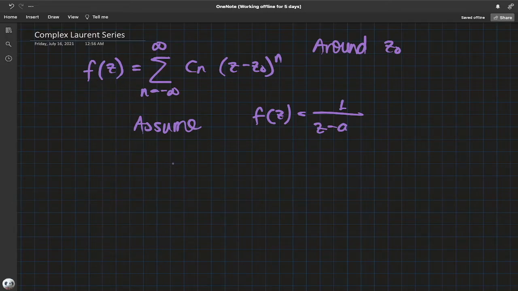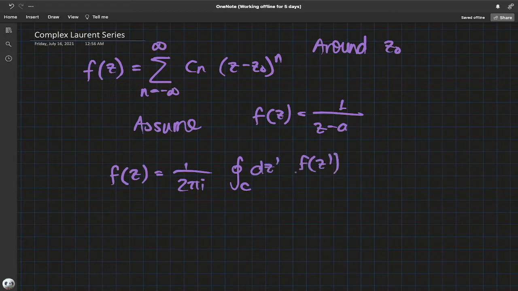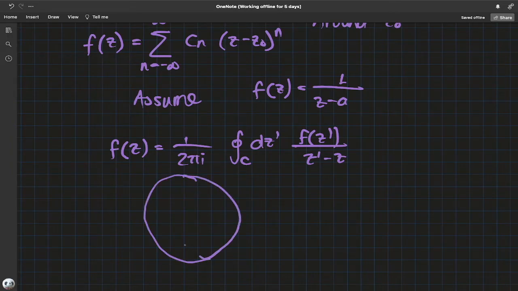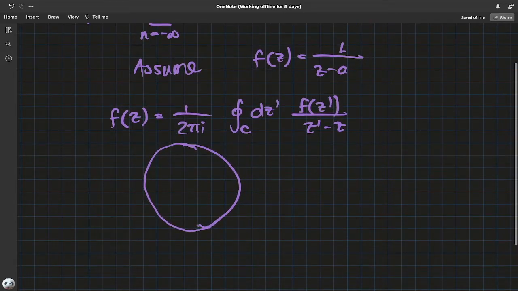Okay, so what do we do? Well, what I actually want to do is use the Cauchy integral formula, such that I can write f of z as 1 over 2 pi i times the closed contour integral dz prime of f of z prime over z prime minus z. Now let me just define the contour. Ideally it should be a circle. My drawing is bad, can't help that.